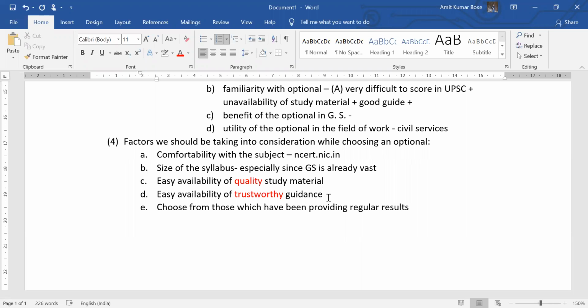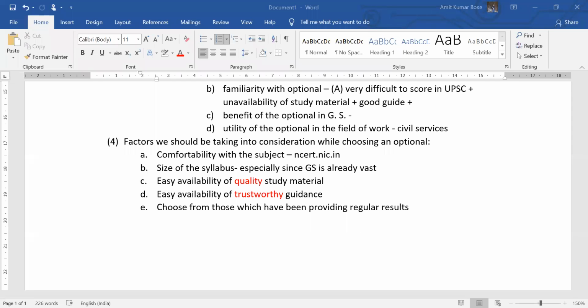Simultaneously, choose from those subjects which have been providing regular results. This is very important. The first point I took up was, don't copy the toppers just because one particular topper had this subject, and with this subject he topped the examination. That does not mean that you can also top the examination with that subject. So don't try to copy a topper. While choosing a subject, please take into consideration all these factors. Clear?